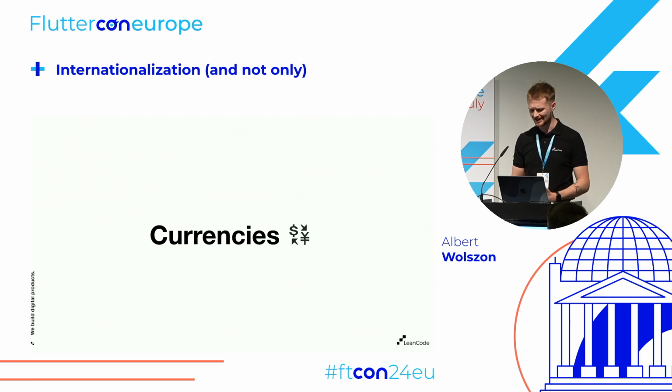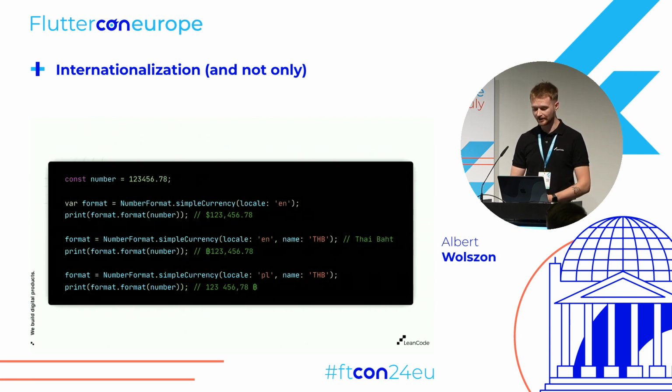Currencies, so kind of a subset of the numbers. We can also use NumberFormat for formatting the number for a given currency, with the symbol for the currency. So in the first example, we have English, which has a default currency of USD, so we get the dollar sign. But in the second example, we explicitly pass the 3-letter ISO code for the Thai baht, and we get the Thai baht symbol. And it's the same if we would use another locale.